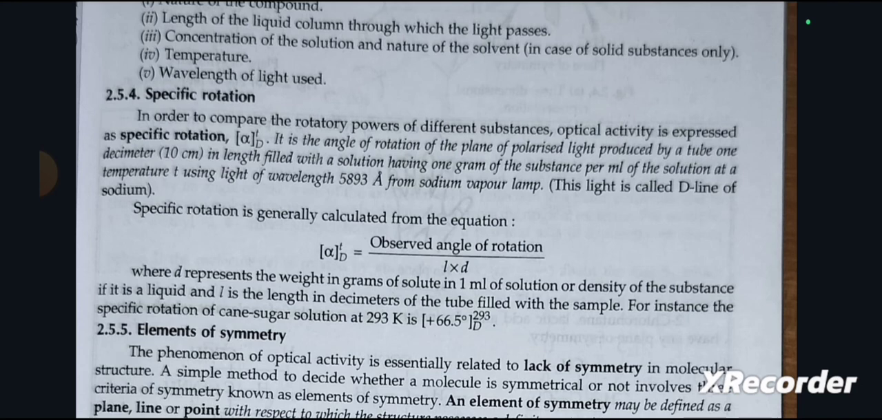Specific rotation is generally calculated from the equation [alpha]_D^T = observed angle of rotation divided by l times d. While d represents the weight in gram of solute in 1 ml of solution, or density of the substance if it is a liquid, and l is the length in decimeter of the tube filled with the sample. For instance, the specific rotation of cane sugar solution at 293 Kelvin is +66.5 degree, 293 K, D.